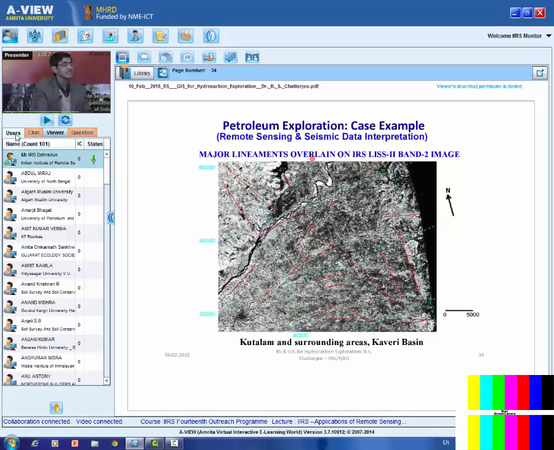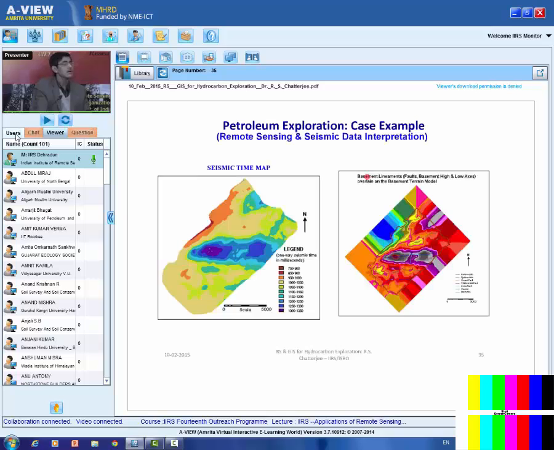Now this is one case example that we have used. In this case, the remote sensing and seismic data together in association with ONGC. So here this is the Kutalam area in the Kaveri Basin. This is an old study. Here we have interpreted the lineaments and faults from the satellite image. These are the lineaments, and we have the seismic data also.